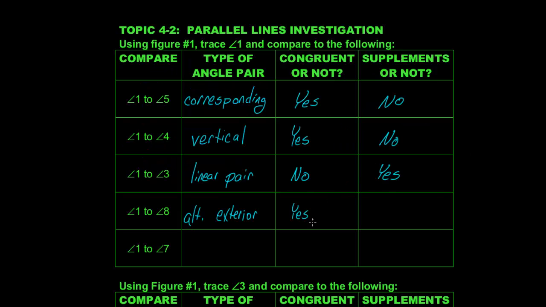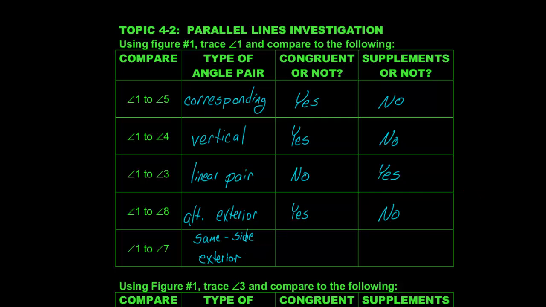So going back to your notes, let's go ahead and fill in. Let's look. Are they supplements? Well, if they are 90 degrees, they would be, but in the case that we're looking at here, they are not. No. All right, and lastly, let's look at 1 to 7. 1 to 7, they are on the same side of your transversal, and they're both on the exterior. So then you have same side exterior. Same side exterior.